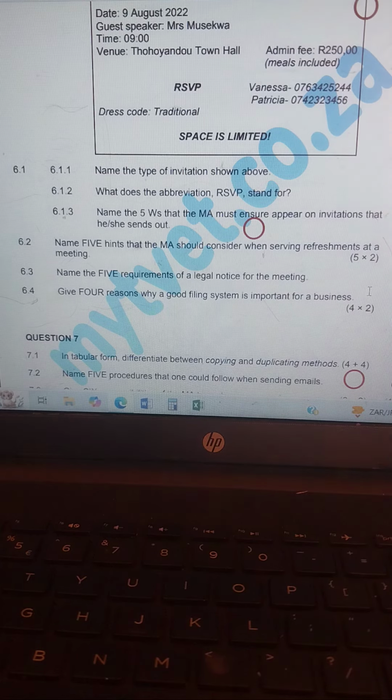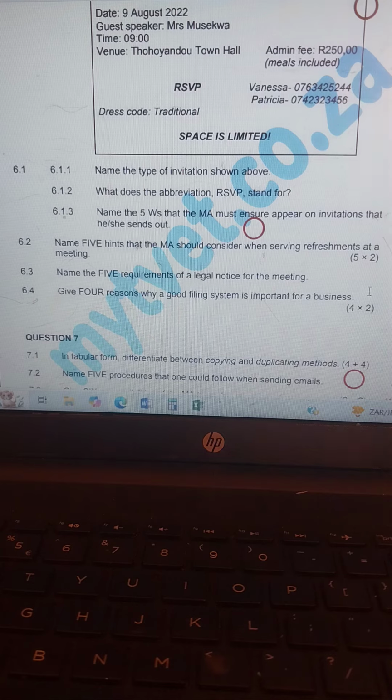Okay, who is invited by whom? Which event is the person invited to? When will the event take place? Where will the event take place? What should the guest wear, which is the dress code. Okay, those are your 5 W's.